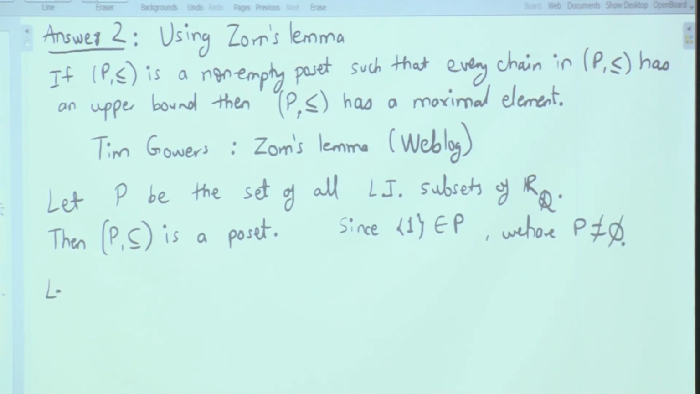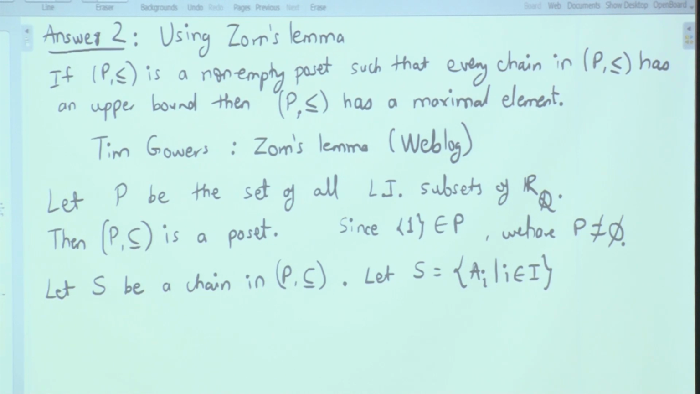Now let S be a chain in P under containment. So what do we need to prove? That it must have an upper bound. So what is S? S is simply a collection. Let S be, I am just going to call it A_i, i in I. This is a collection, and this collection is a chain. What does that mean? That any two A_i are comparable, meaning either A_i is a subset of A_j or A_j is a subset of A_i. One of them happens. Now can you tell me how to construct this upper bound for S?